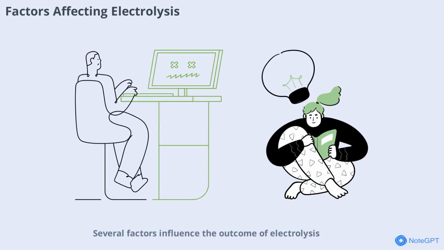Several factors influence the outcome of electrolysis, including the nature of the electrolyte, the type of electrodes, the concentration of the solution, and the applied voltage. Each factor can change the products formed and the efficiency of the process. For example, increasing the voltage may lead to the formation of different substances at the electrodes. Understanding these factors is key to mastering electrolysis.